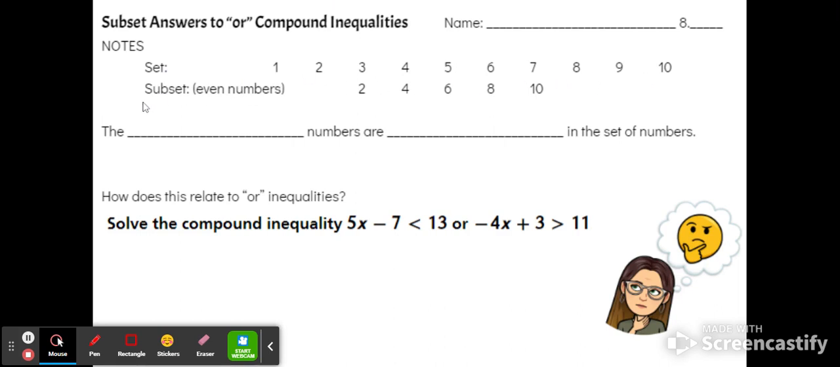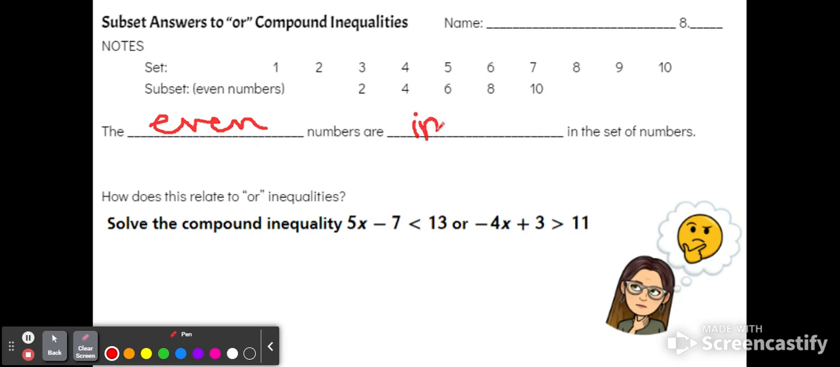Well, a subset can also happen. So in this case, the subset is even numbers 2, 4, 6, 8, 10. And what happens is this subset is included in this set of numbers. It is part of this. Okay, and so here we have that the even numbers are a subset, or included in, the regular original set of numbers. So you can write included, or they are the subset of the first.